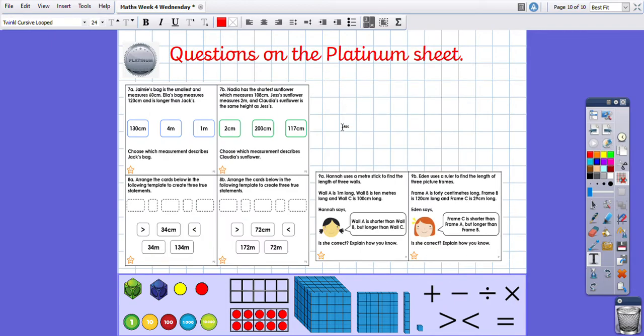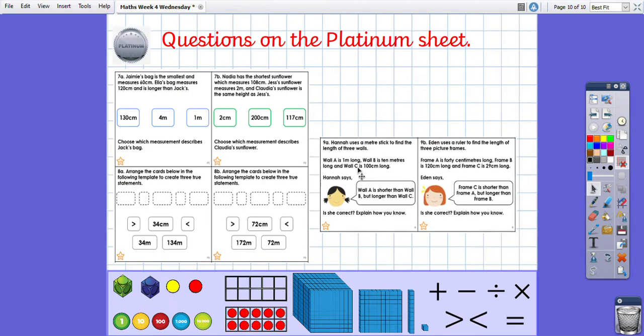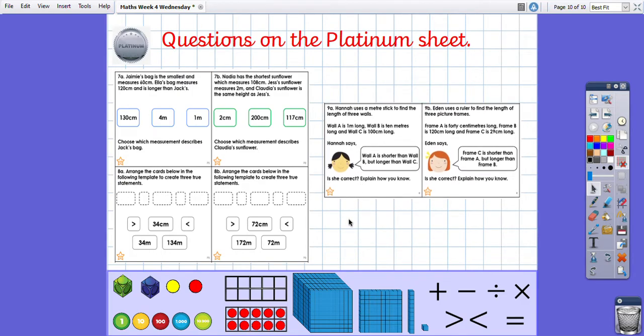And platinum, I think, is tricky again today, so try really hard. I'm really proud of all of you who are attacking platinum. Me and Miss Smith had a conversation the other day and we're both really proud because we said we even struggled to answer some of these questions.